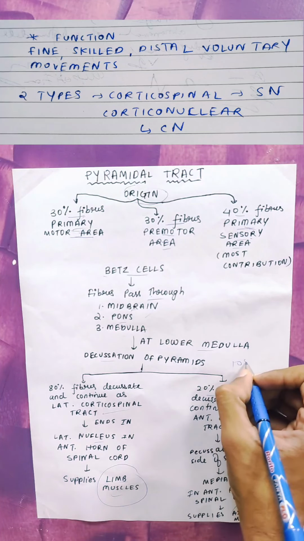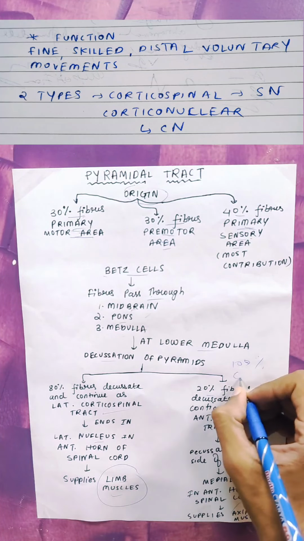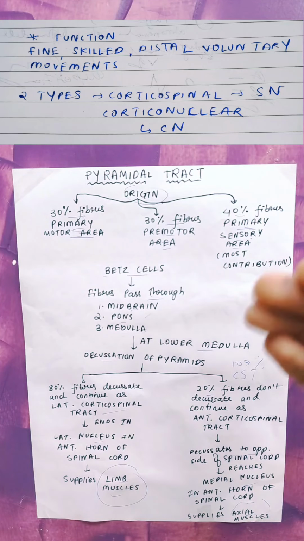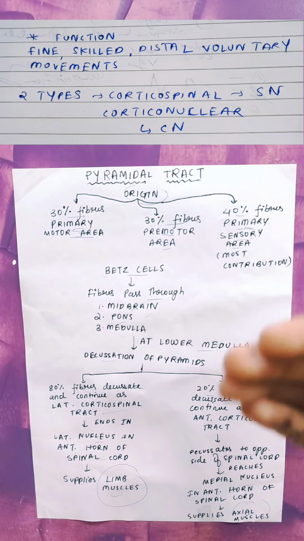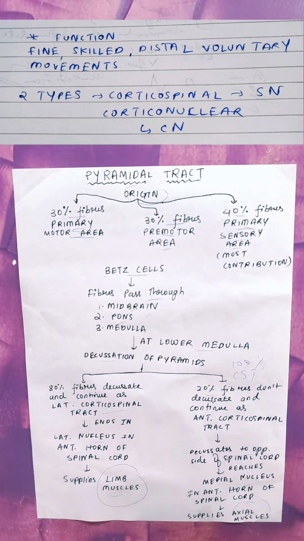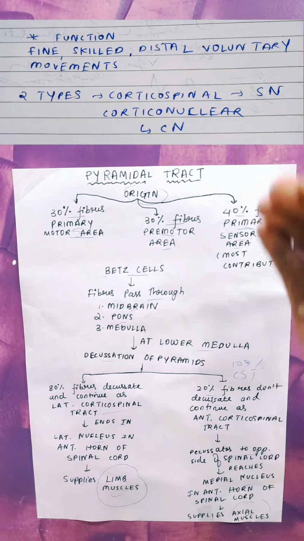Usually there is 100% decussation of the corticospinal tract. So above the decussation, if there is a lesion, then there is contralateral hemiplegia, and below the decussation, if there is a lesion, then there is ipsilateral hemiplegia.